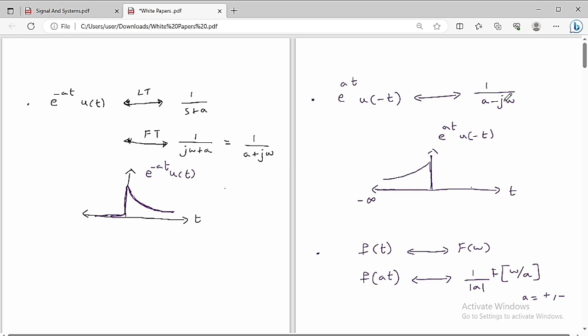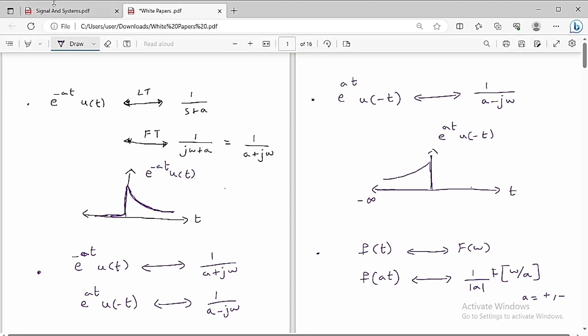So always remember, for f of t, the Fourier transform is F of omega. Then for f of at, the Fourier transform is 1 by mod a, F of omega by a, where a can be positive or negative. So f of minus t has the Fourier transform F of minus omega. Therefore, for e to the power of minus at into u of t, the Fourier transform is 1 by a plus j omega. When f of t has the Fourier transform F of omega, f of minus t means replacing t by minus t, so replacing omega by minus omega we get a minus j omega. This is what I am trying to tell you.